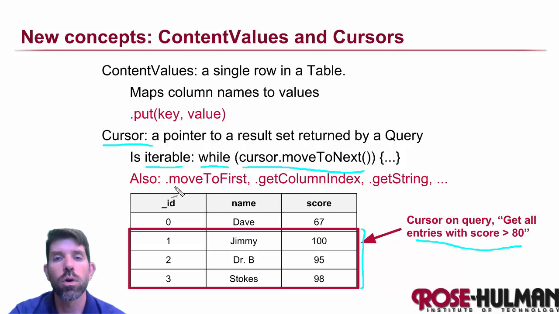So what else can we do here? We can initialize the cursor by moving it to the beginning. We can get column indices, get strings, and so on. We'll have plenty of examples of using those.